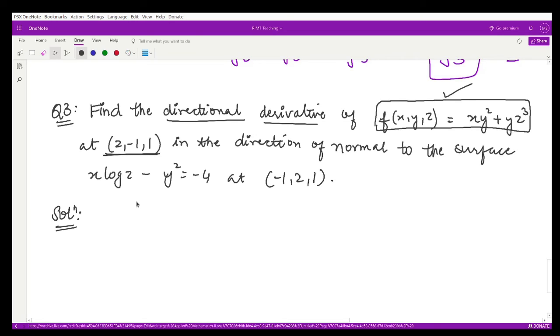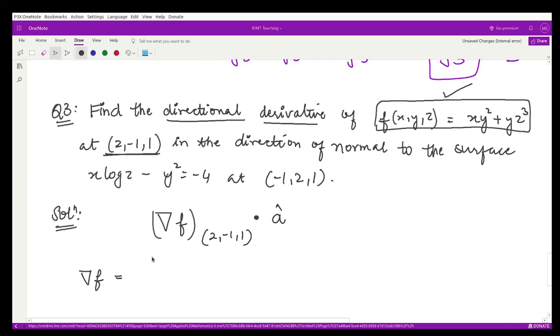So in order to calculate the directional derivative, we have to perform the del of the given surface, that is f, computed at the point 2, minus 1, 1, dot product with the unit vector. We shall see what is a unit vector. First of all, let me calculate this del of f.